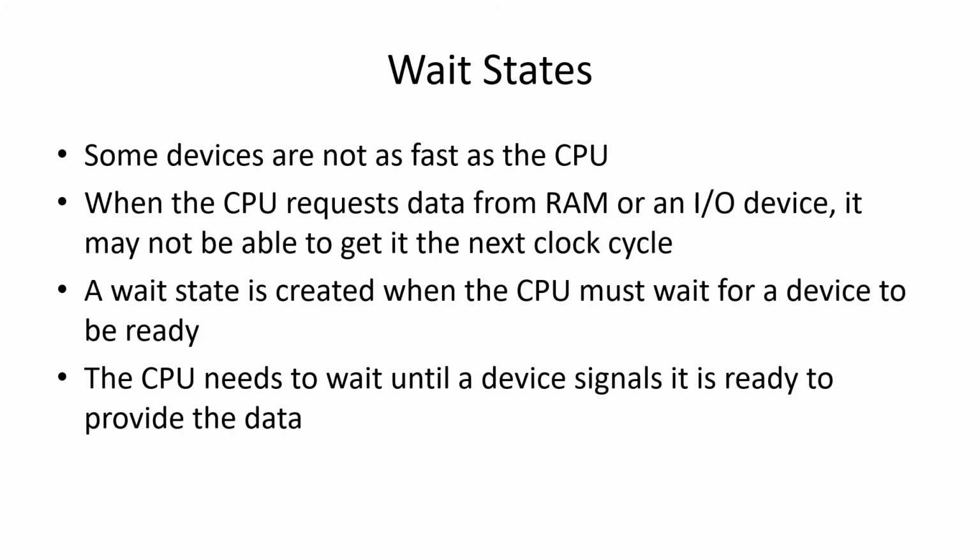And some of the devices are not as fast as the CPU. Typically the CPU runs faster than any other device on the machine. So when the CPU wants data from RAM, it'll have to wait for it. So it sends the request, and then a few cycles later, the data will be available.